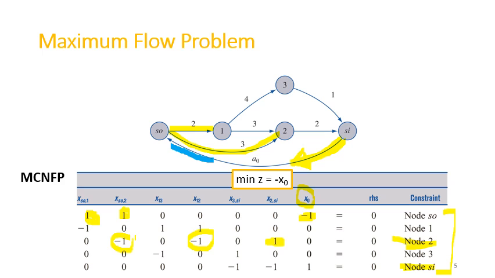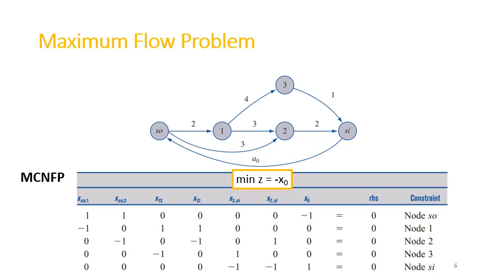So let's take another example, the node sink. The only outflow is x0. x0 is this, going through the artificial arc. And then it receives an inflow from 3 to sink, and then from 2 to sink. So that's how you formulate the flow balance constraints.